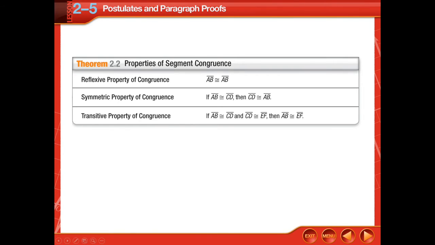So it's similar to the law of syllogism from the last video in that if the last part of the first one is equal to the first part of the second, you can cancel them out. So again, the transitive property allows us to compare 3 different things that are congruent.